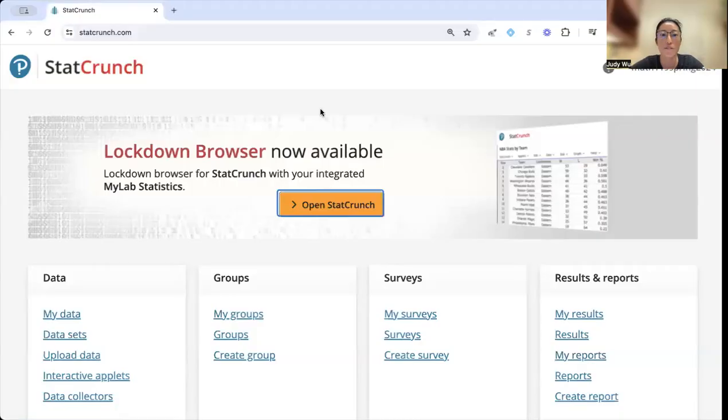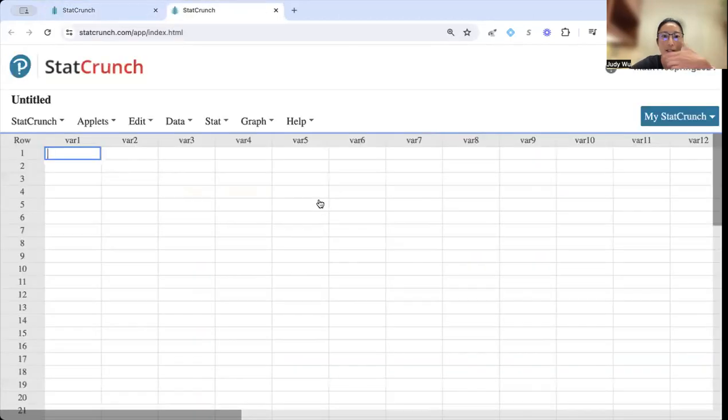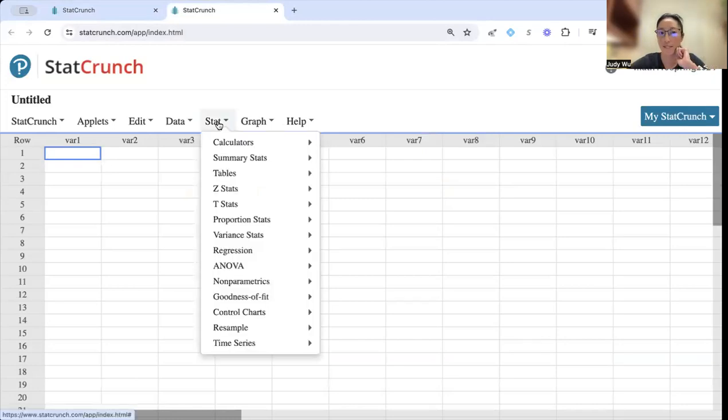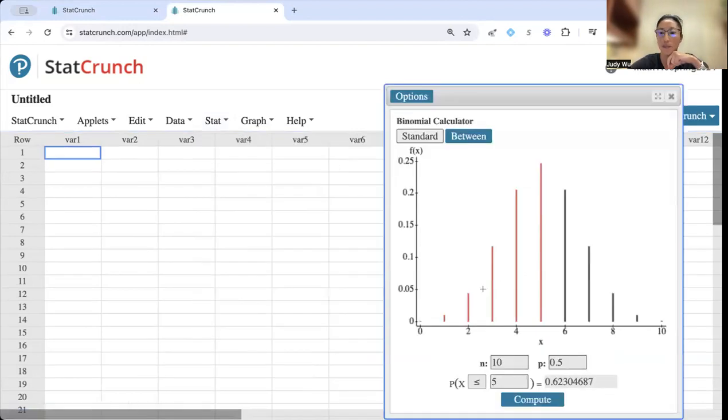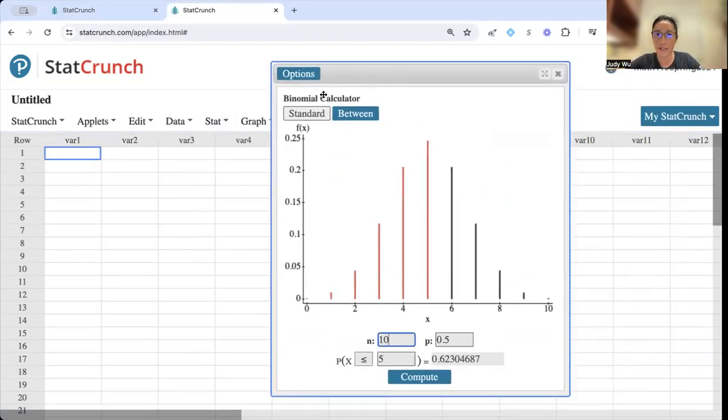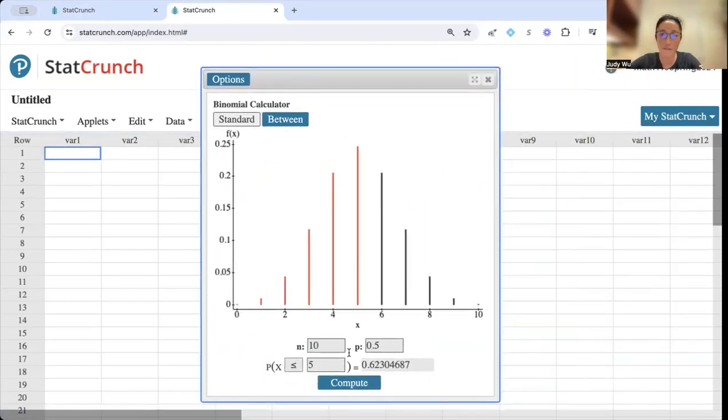All right. So once you've logged into StatCrunch, you're going to click Open StatCrunch. And remember, we don't need a data set for this. We just want to use the calculator. So I'm going to go to Stat, Calculator, and I want to go to Binomial. Later on, we'll do some of these other ones, but right now we're doing the Binomial. It looks like we still have our data, they just put in some stuff for us.